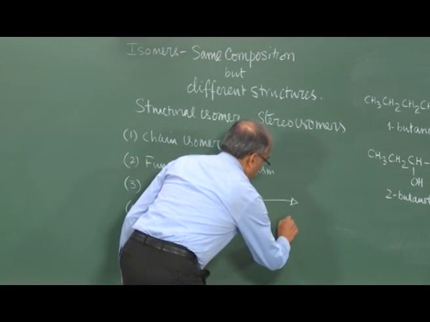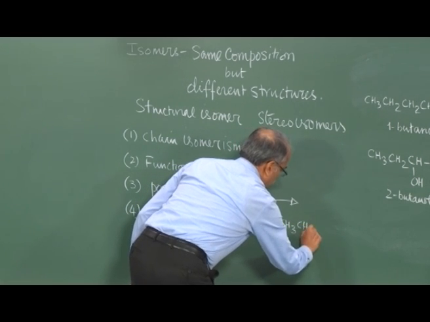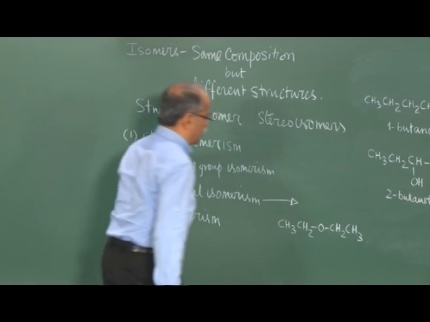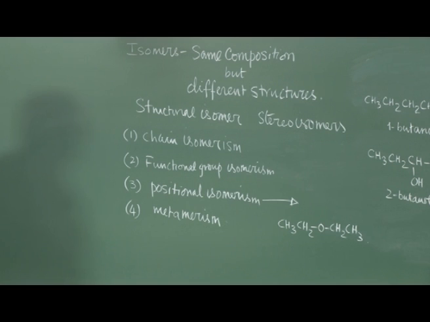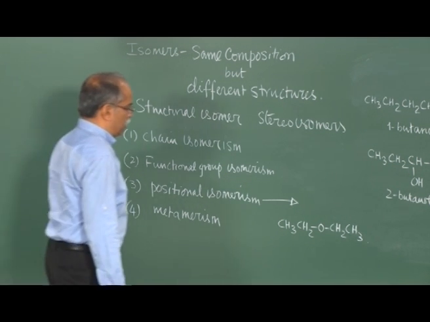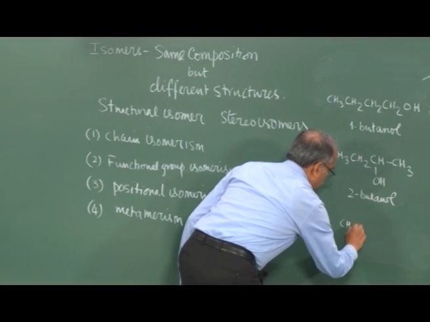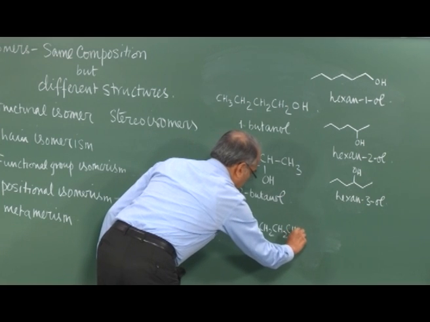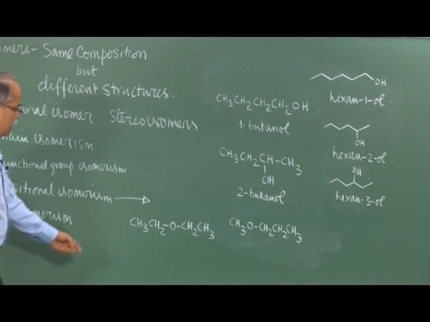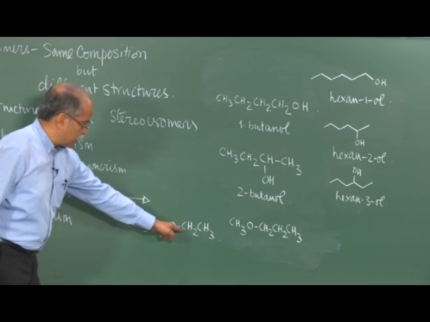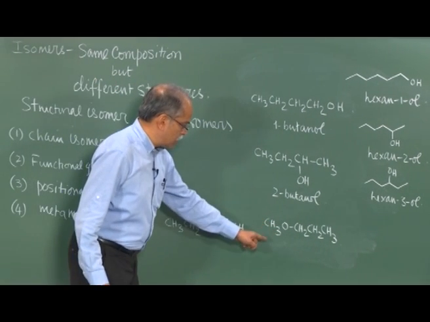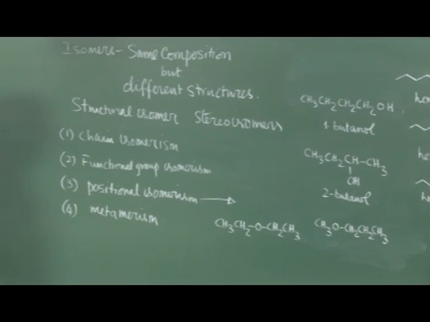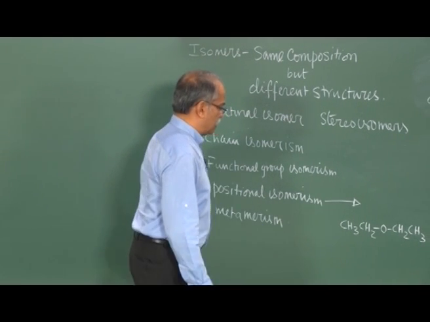Metamerism is essentially when 2 groups are attached to, let us say, an oxygen in this example. It could be sulfur also, or it could be nitrogen also. This is diethyl ether. The metamer is where the two groups that are attached are different across the heteroatom, in this particular case the oxygen atom. Here you can see with the oxygen atom two ethyl groups are attached, whereas in this particular case one methyl group and one N-propyl group is attached to the oxygen. Such isomers are called metamers in this particular instance.